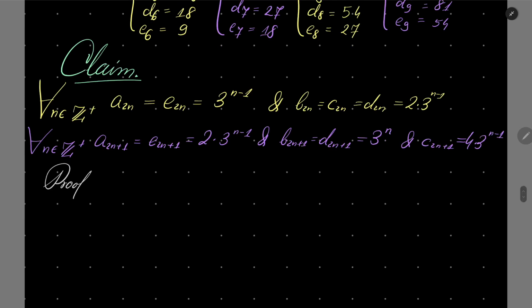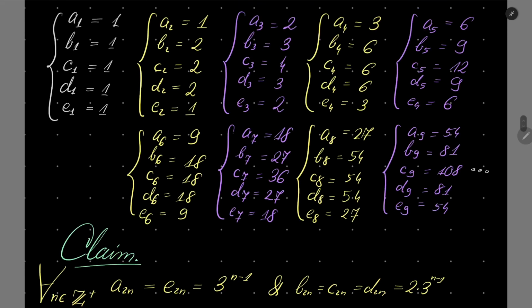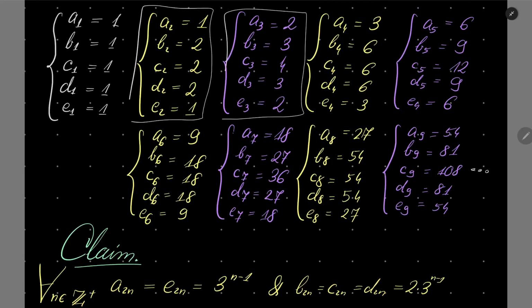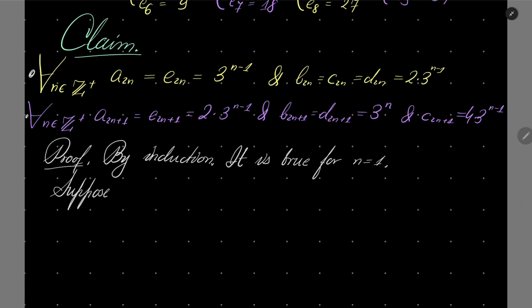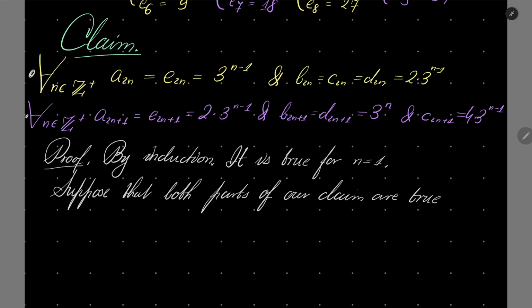Proof by induction. Well, we have noticed that it holds for case of 2 and for case of 3. So, by induction, it is true for n equals 1. Both parts of my claim are true for n equals 1, because a2 and a3 and so on were verified already. So now suppose that both parts of our claim are true for some positive integer n. And now I wish to check what happens at n plus 1.